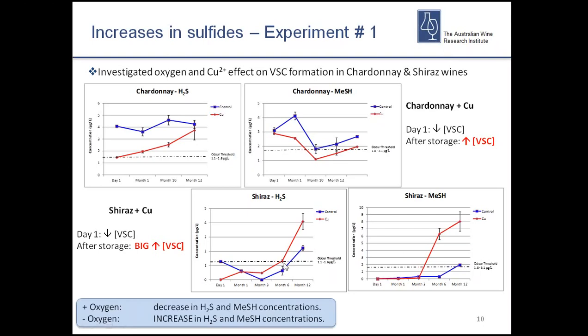So it is pretty clear that not only is copper having a big effect on the evolution of hydrogen sulfide and methanethiol in the wine, but that the oxygen in the wine is also modulating the effect. So what we saw was that when we had lots of oxygen present in our wines, we saw the decrease in thiol concentrations as we expect. But as soon as the oxygen was consumed by the wine and after a period of storage, we saw a dramatic increase in hydrogen sulfide and methanethiol, and specifically in the Shiraz samples.